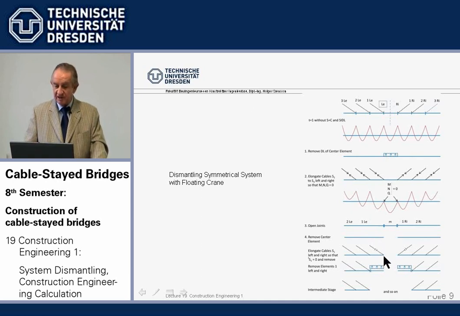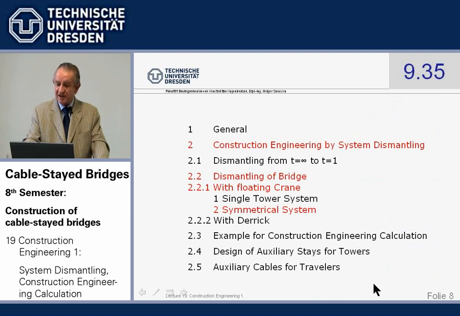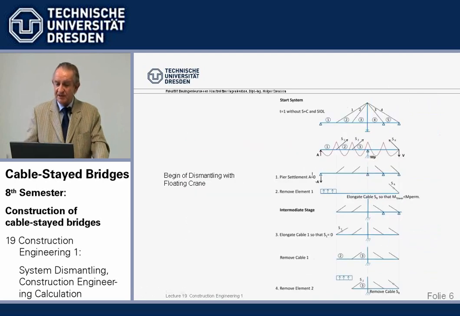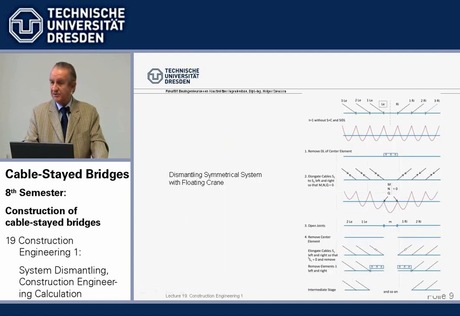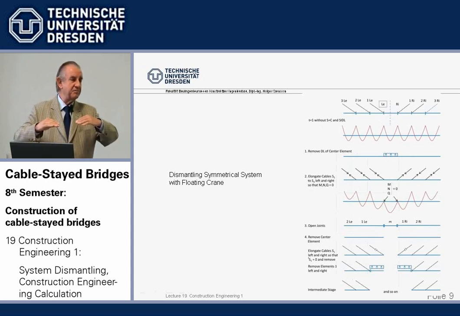And what do we have now? We have two one-tower systems, what we had before. So, same procedure as last time. We now take off the weight, elongate the cable, and so on. It always comes down at the end to this system, only to get there sometimes requires a little additional work. Okay, now we have dismantled a symmetrical system with a floating crane.